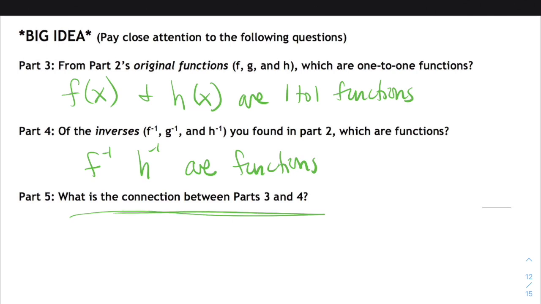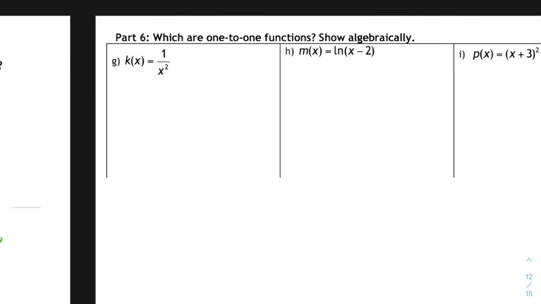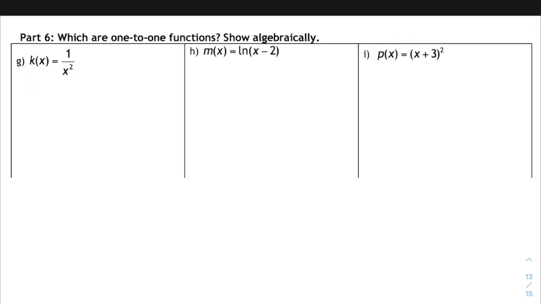So the connection between these two things is that a function that is 1 to 1 has an inverse that is a function. This could be a great way to test and find out which functions could be 1 to 1. So let's take a look at just 2 examples here, and then we can stop for now.